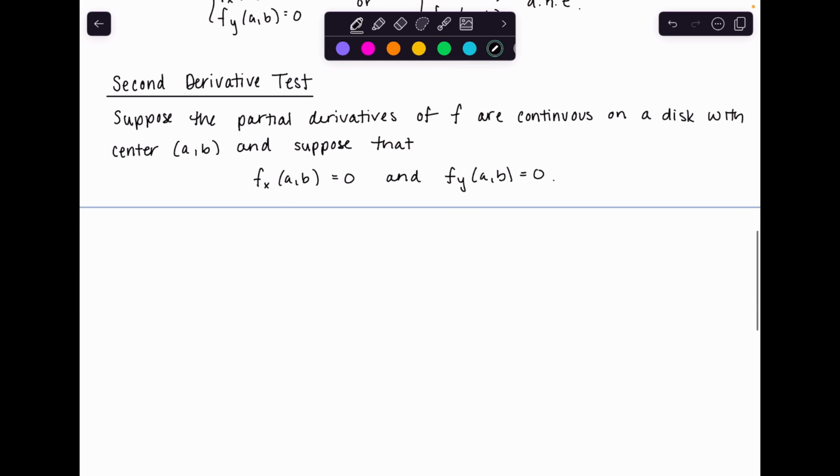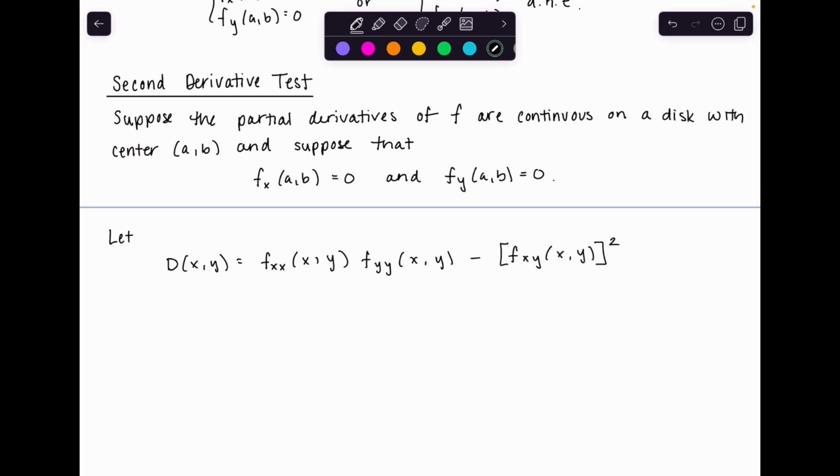We're going to go ahead and define a function called D, where we're going to input x and y. And this function D is going to be based on a combination of our second partials. So it is going to be the partial with respect to x twice, times the partial with respect to y twice, minus that mixed partial squared. Okay.